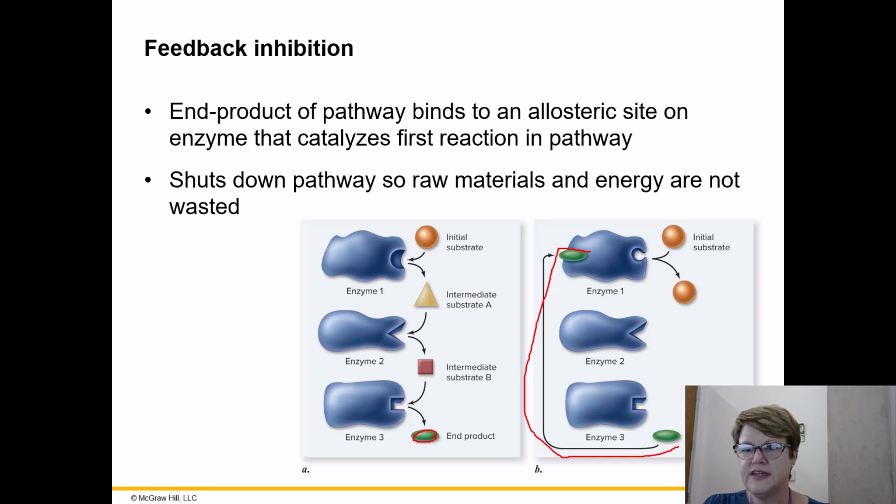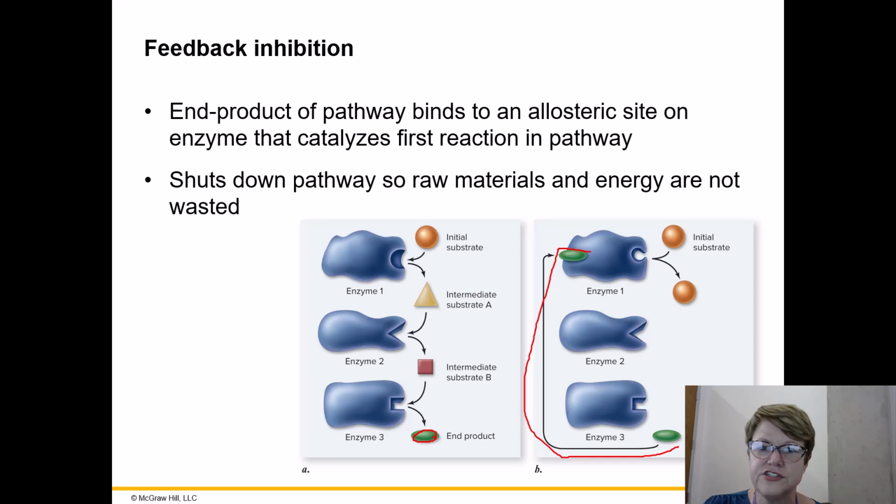What this does: let's say a cell is making this green oval, and it keeps making it and keeps making it, but at some point it's got a whole pile of green ovals. It's not using it as quickly as it's making it. So what has evolved is a system where the end product, when it starts to pile up, and only when it starts to pile up, some of the green ovals will then act as inhibitors towards one of the enzymes.